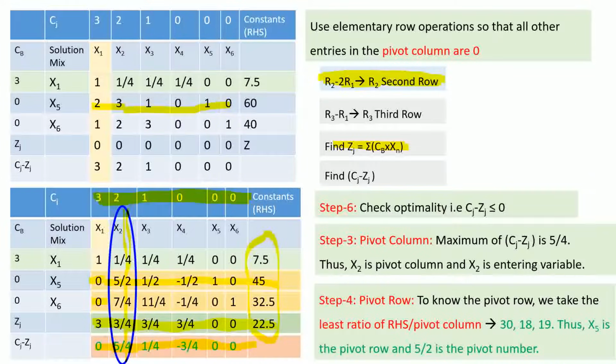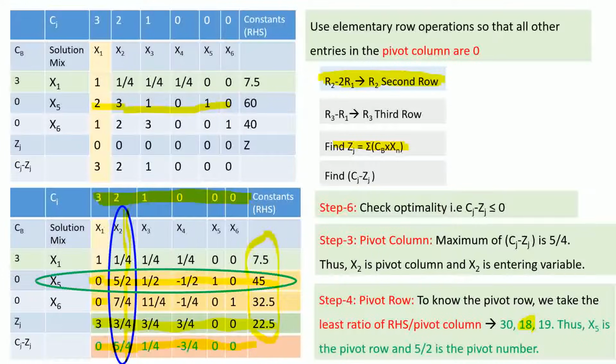Among these values, sorry, x5 is the pivot row because 18 is the least positive ratio of right hand side divided by pivot column. So the x5 row is the pivot row. And from this pivot row and pivot column, as you see, the intersection value, 5 over 2, is the pivot value.